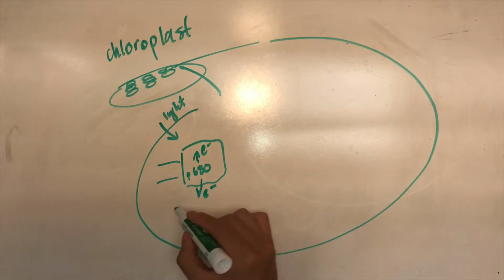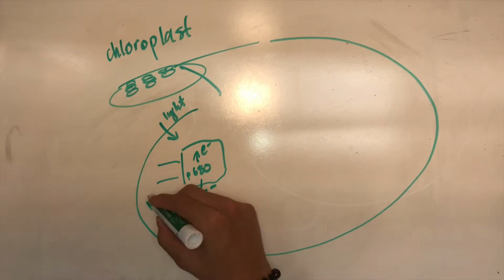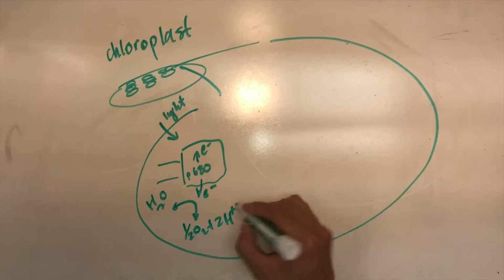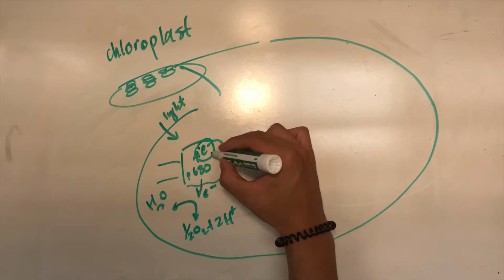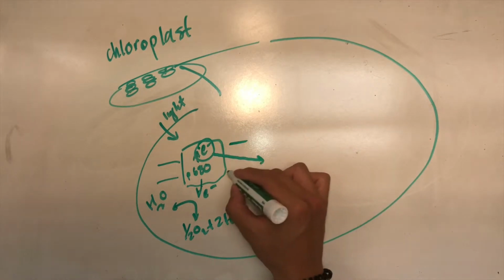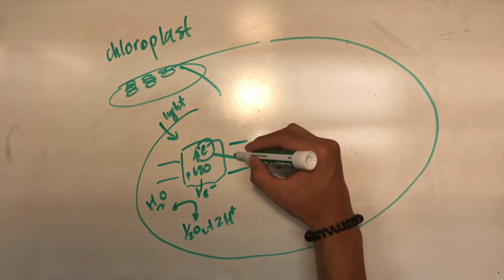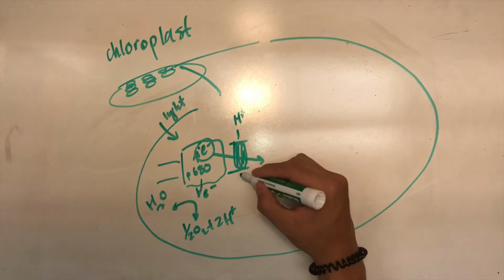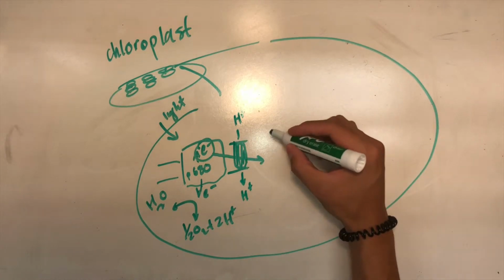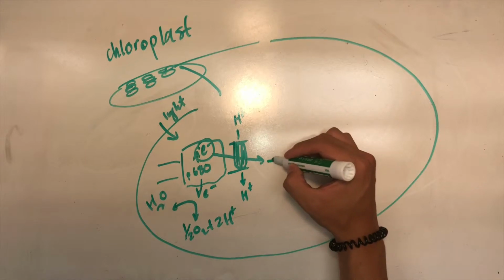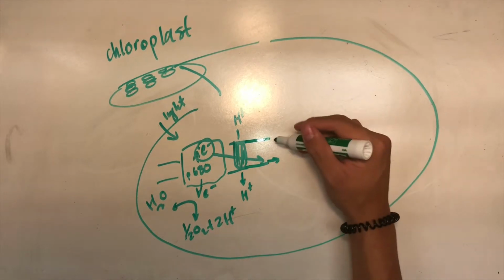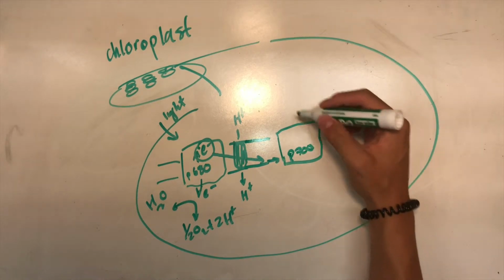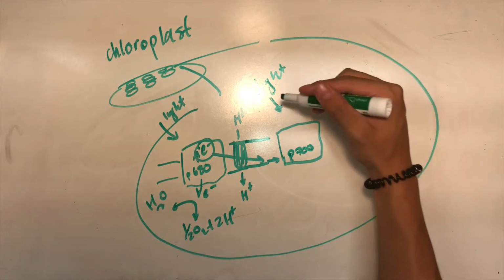And this energy will cause an electron to be released by this molecule, which in turn causes H2O, water, to be split into some protons and then some oxygen. And as this electron is released, its energy will be used for this proton pump to pump more protons into the thylakoid, therefore increasing the concentration of hydrogen, or positively charged protons, inside the thylakoid membrane.